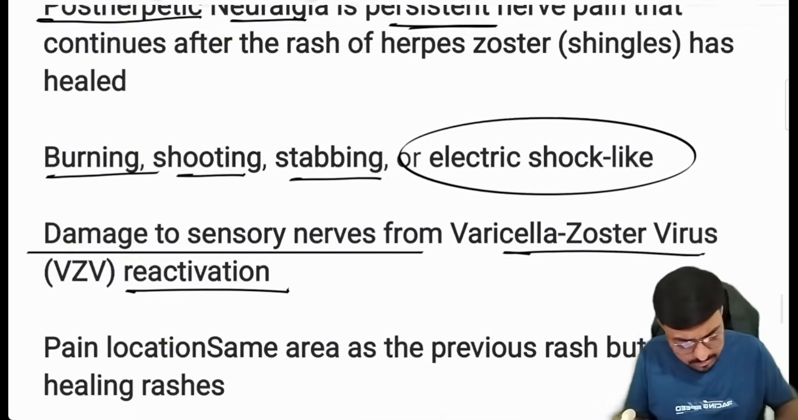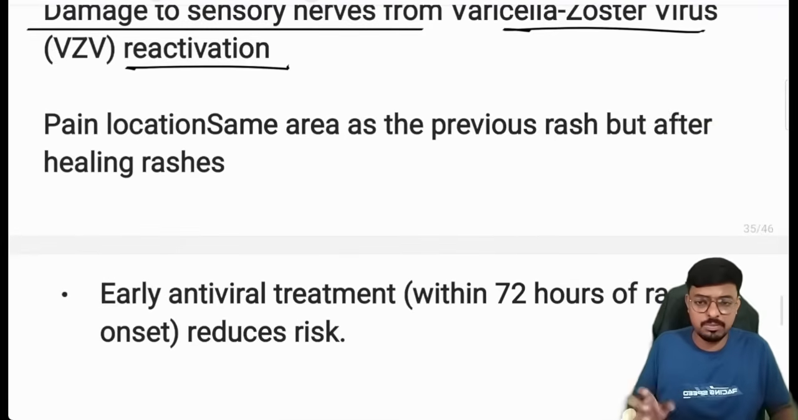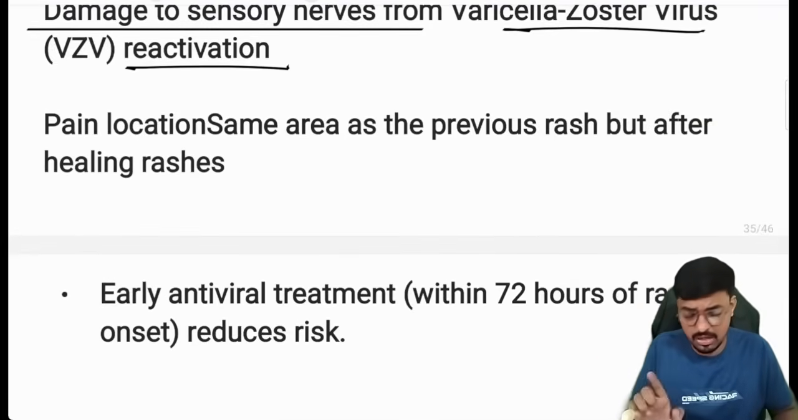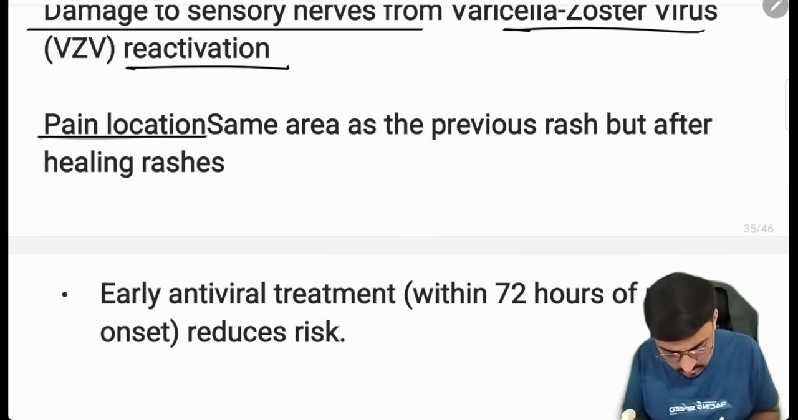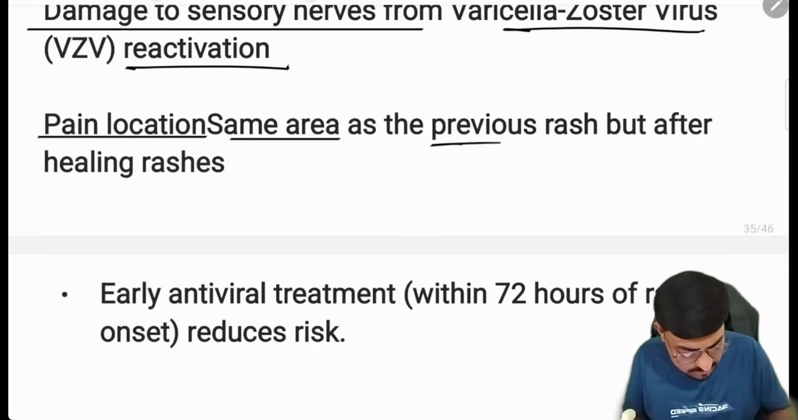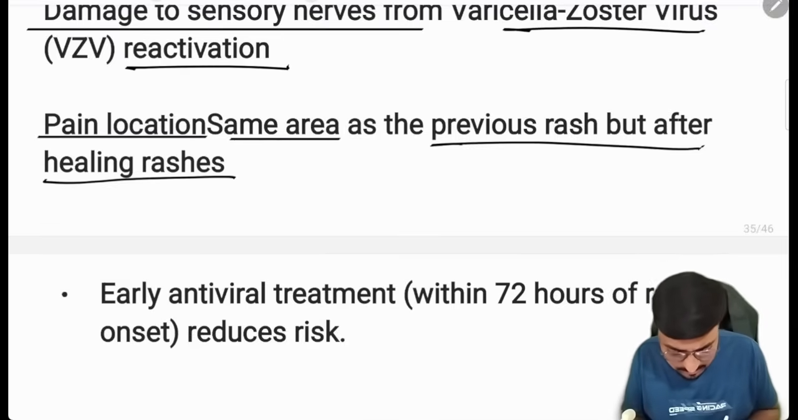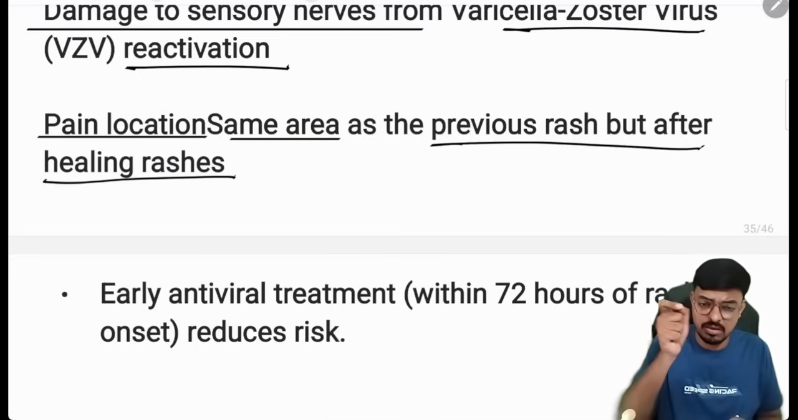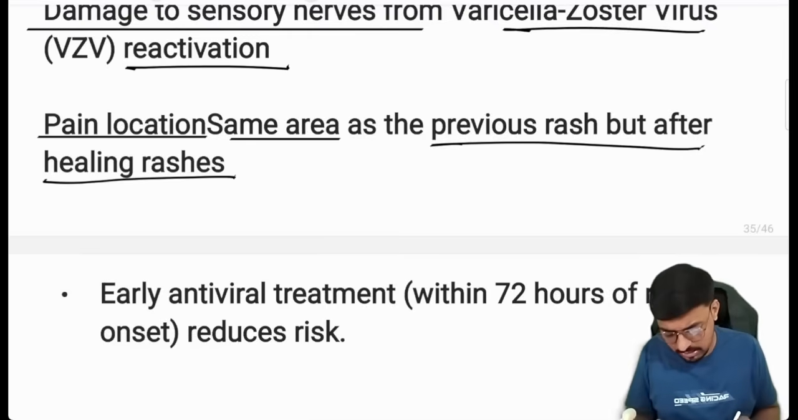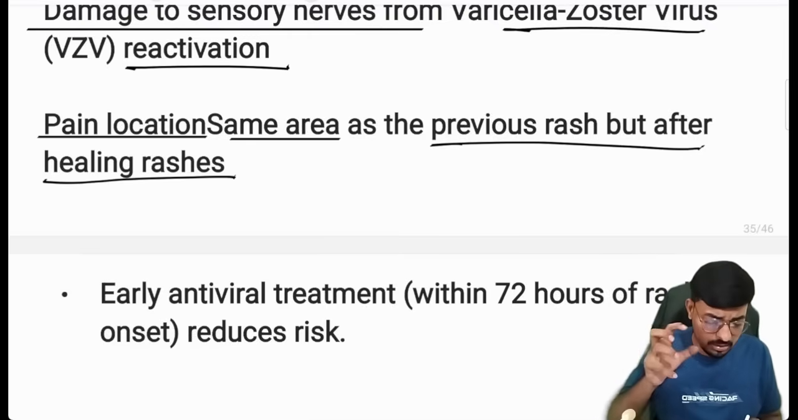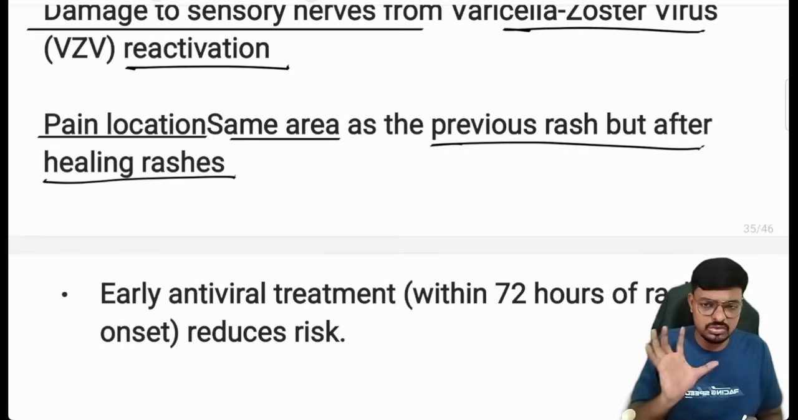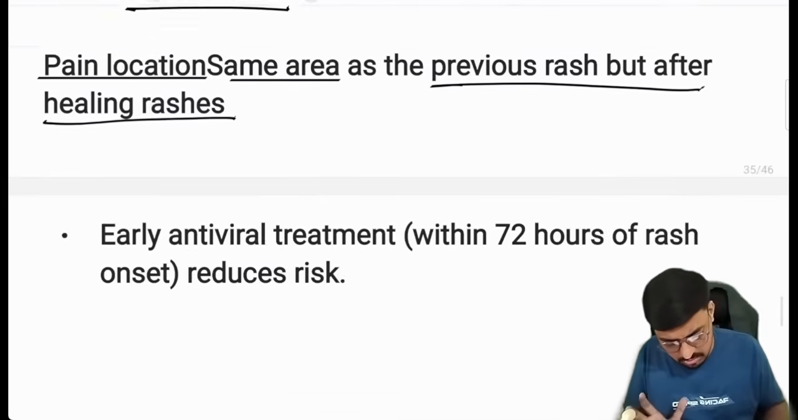So where is the location of the pain? It is the same area where the rashes appeared last time. After the rashes heal, the pain starts, and only then do we call it post herpetic neuralgia. That is very important. The rashes disappear, but the neurologic pain remains because of the damage to the sensory neurons in herpes zoster.